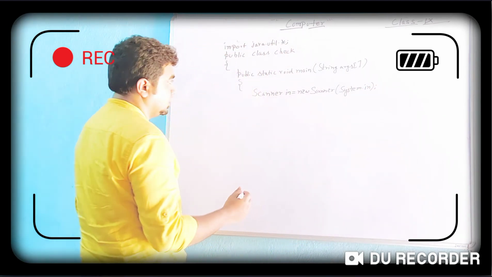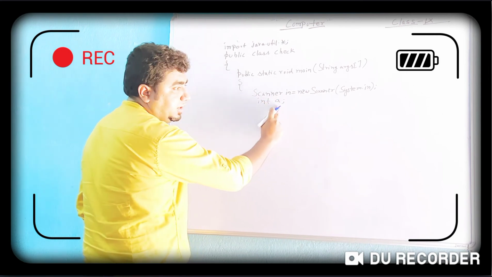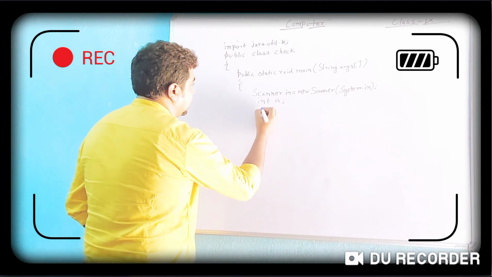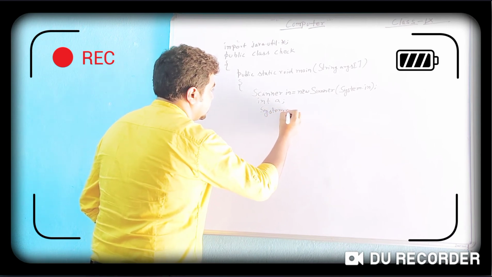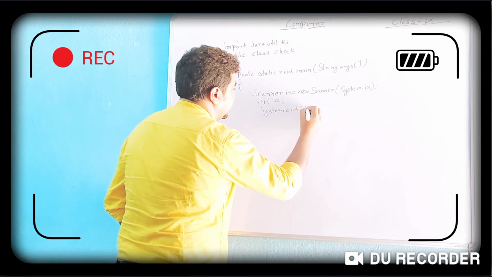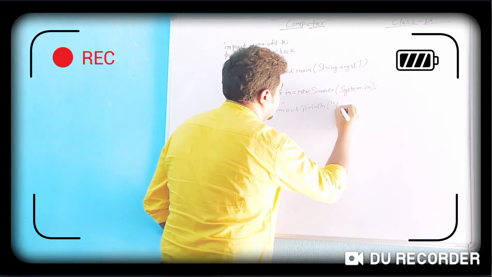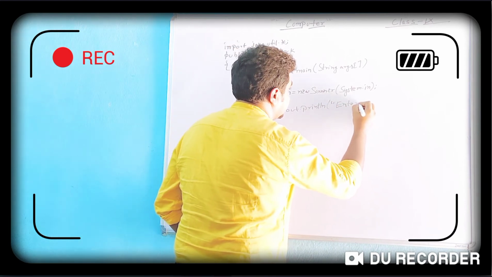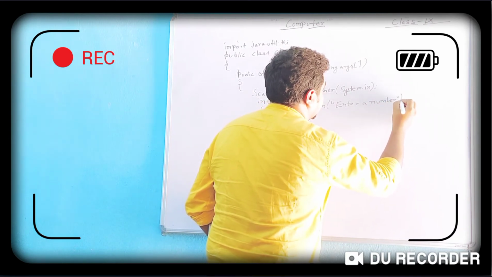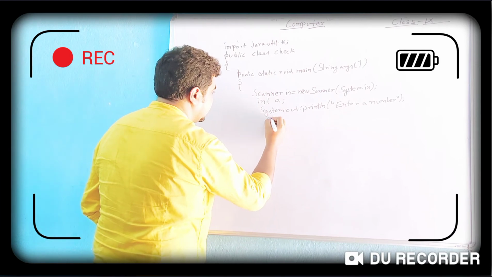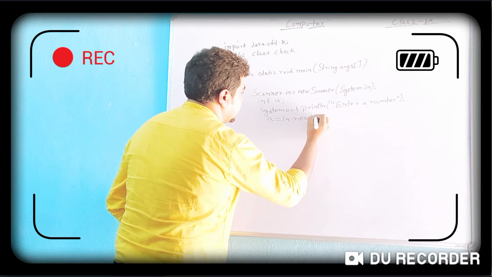So this is the Scanner statement. Now I want to take one number, that is a. I have declared a type as integer. So for taking input, I have to write here System.out.println("Enter a number"). I want a number to be taken as input. So I will be writing here a = in.nextInt().